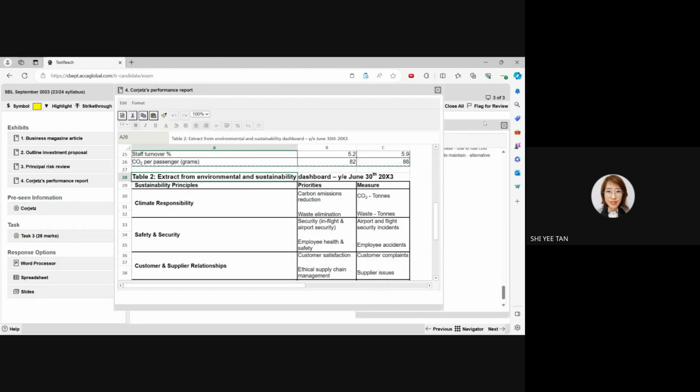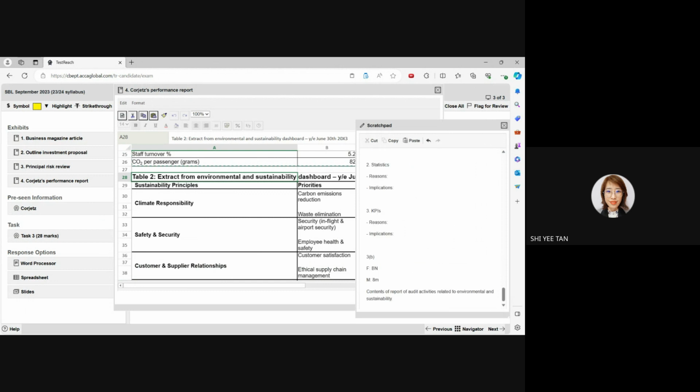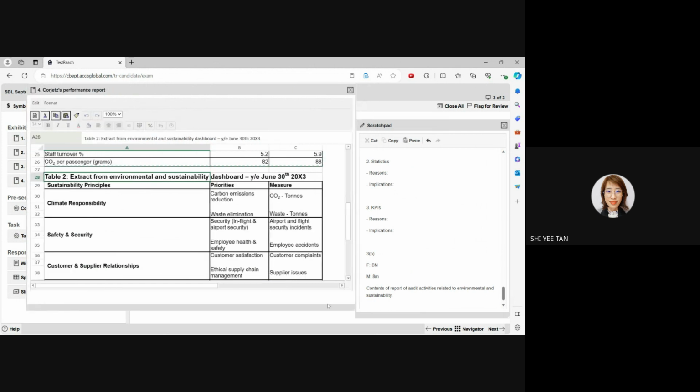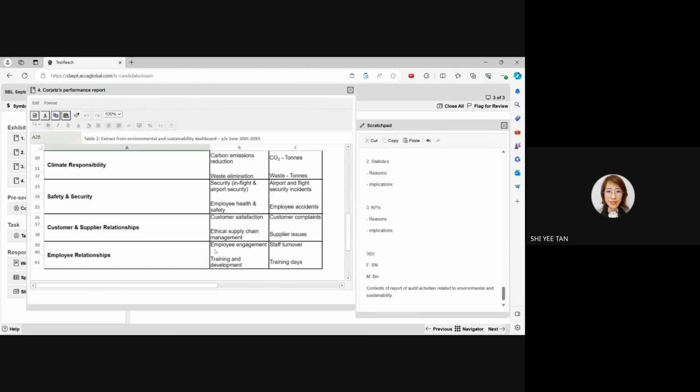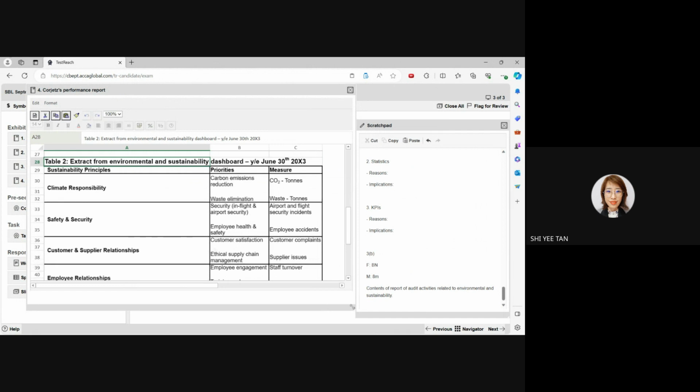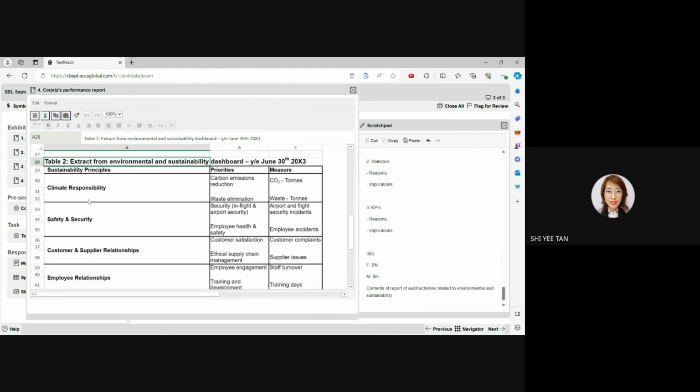Okay, the second part is talking about the contents of the report of audit activity. We want to suggest what the contents are. We look at Table 2 first. Table 2 is talking about the dashboard. They have 4 things that they actually report.